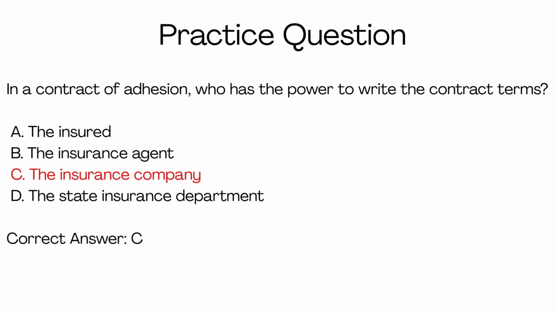A contract of adhesion is a take-it-or-leave-it type of contract. The insurance company writes all the terms and conditions, and the insured has little or no ability to negotiate them. If the customer wants insurance, they must accept the policy as it's written.